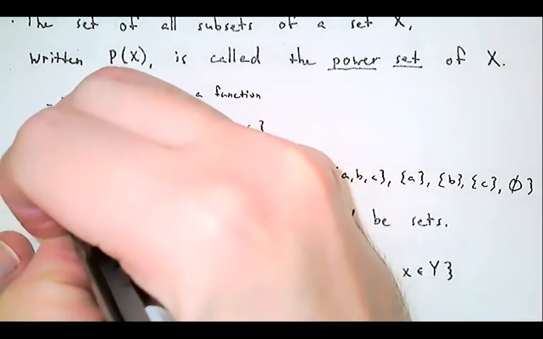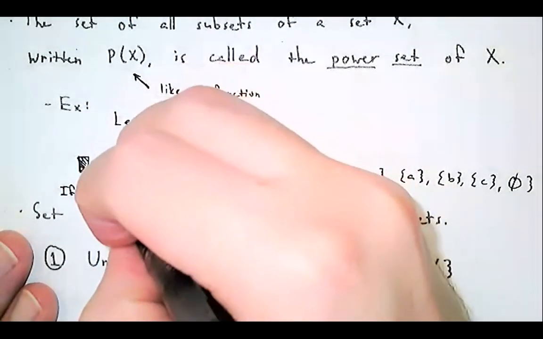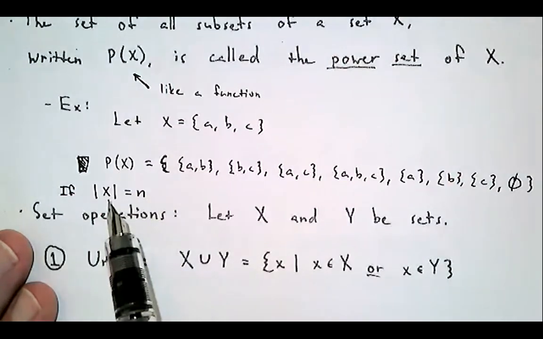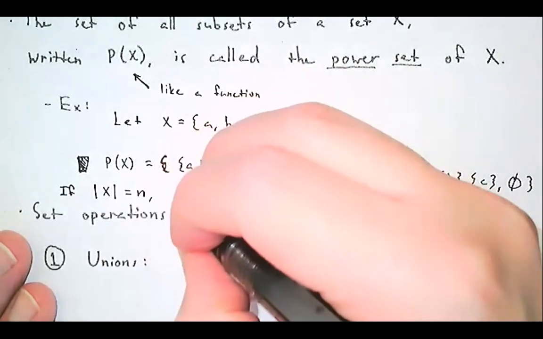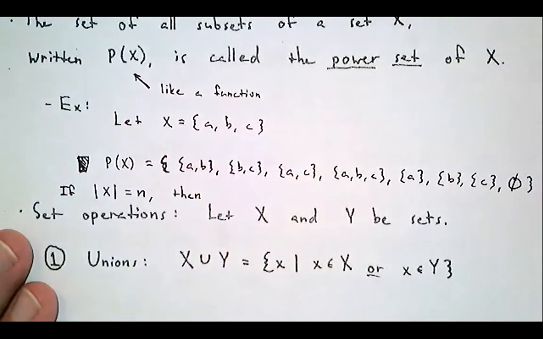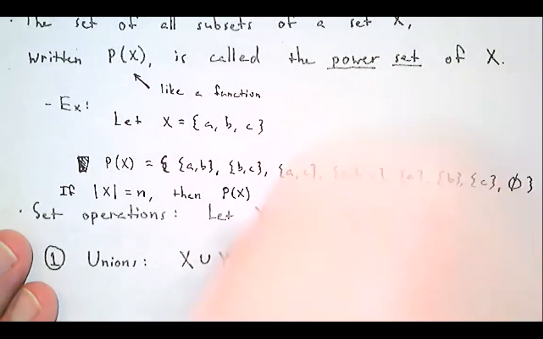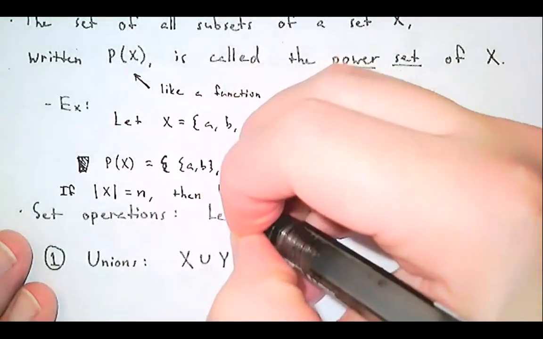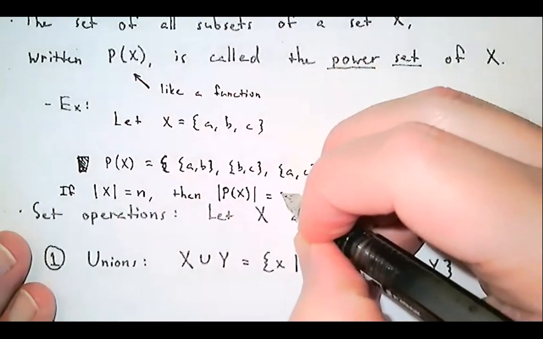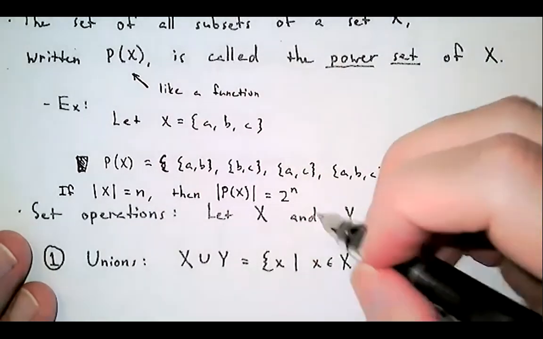So if the cardinality of my set is equal to n, so that means I have n elements in my set, then the number of elements in the power set of x, and the shorthand notation for that would be a power set with the vertical lines around it for cardinality, is going to be equal to 2 to the n power.